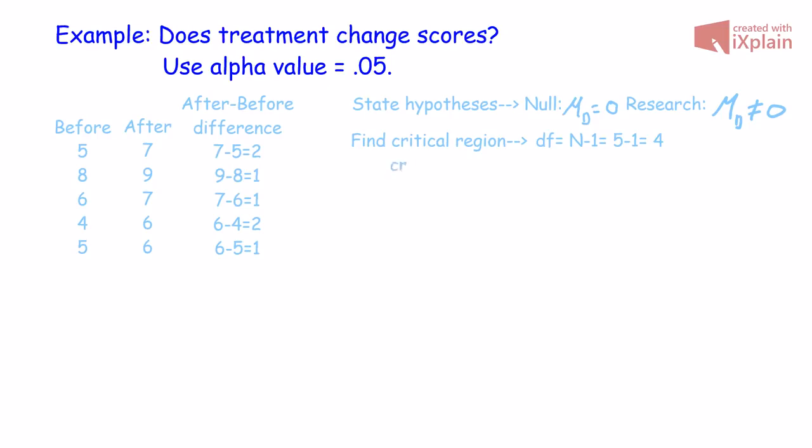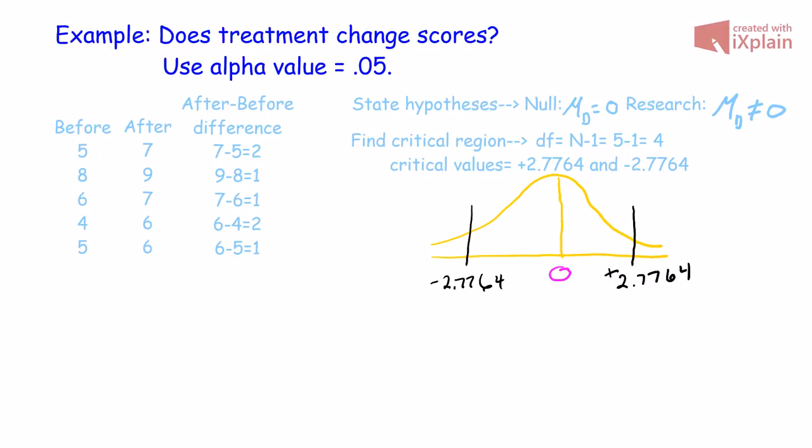Now we go to the appendix in the back and we find the critical value for a two-tailed t-test with 4 degrees of freedom, and we find that our two critical values are plus and minus 2.7764. And of course, here's a picture of that. So if we get anything in this region, we're going to reject. If we get anything in this region, we're also going to reject. If we get something up here, we're going to say that the treatment increased scores. And if we get something down here, we're going to say the treatment decreased scores.